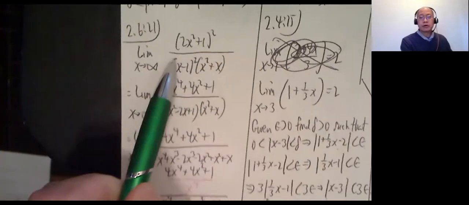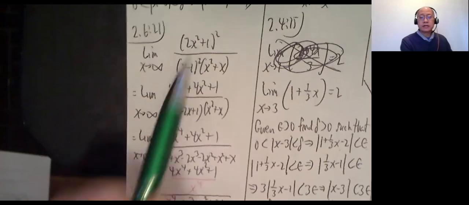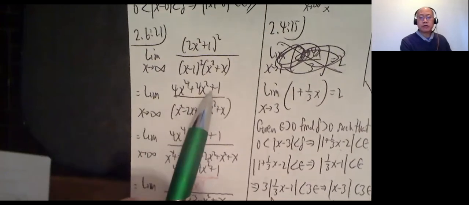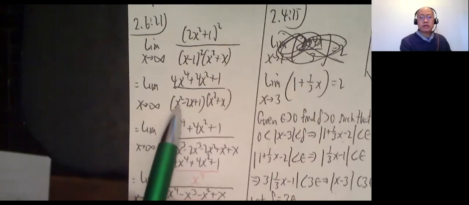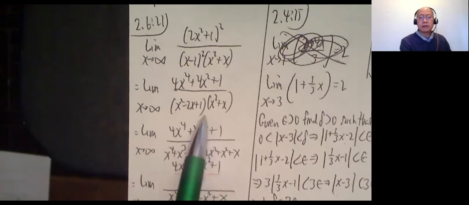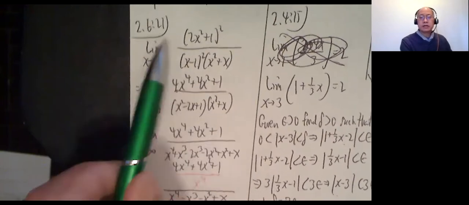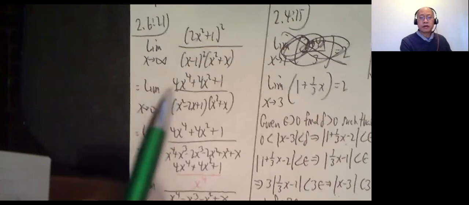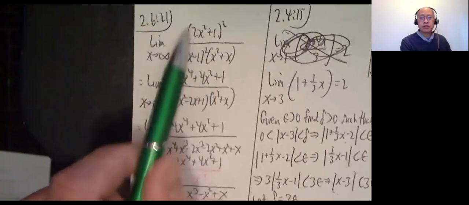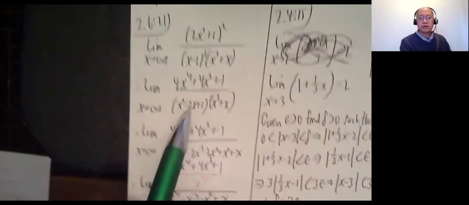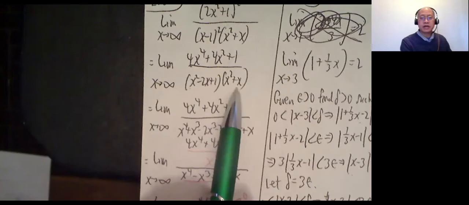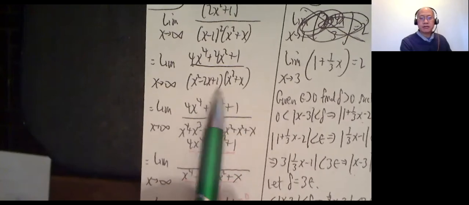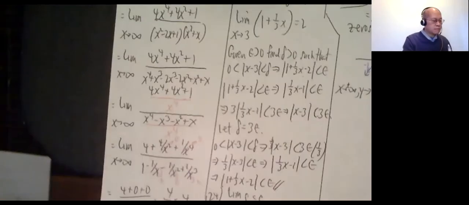So anyway, at first I multiplied it all out. I squared this: 4x to the 4th plus 4x squared plus 1. x minus 1 squared is x squared minus 2x plus 1. And then I multiply that by x squared plus x. So 2x squared plus 1 squared is 4x to the 4th plus 4x squared plus 1. That's squaring a binomial. x minus 1 squared is that. Now you can multiply this bottom out. So you go x squared times each of these, and then negative 2x times each of these, and then 1 times each of these. And this is what it looks like.